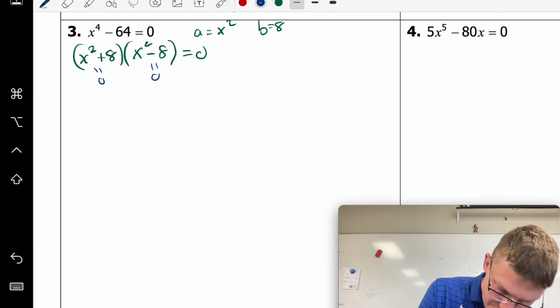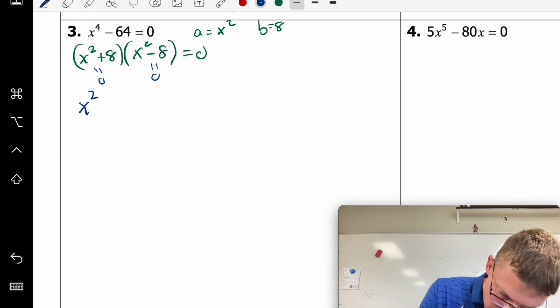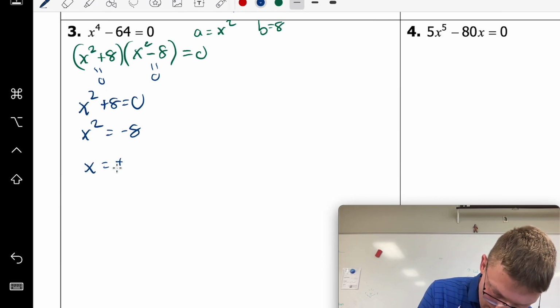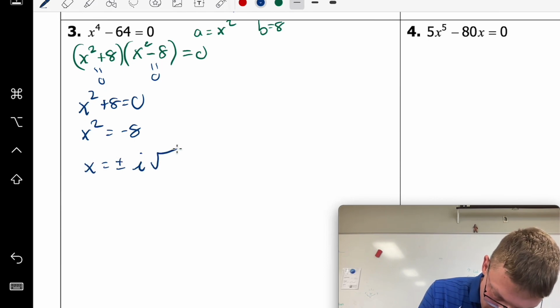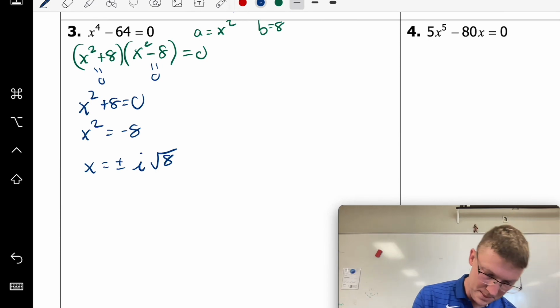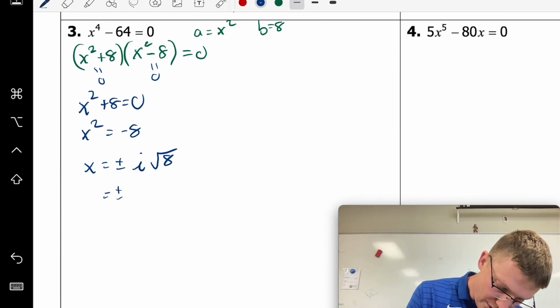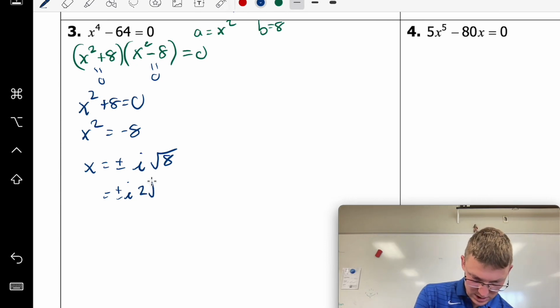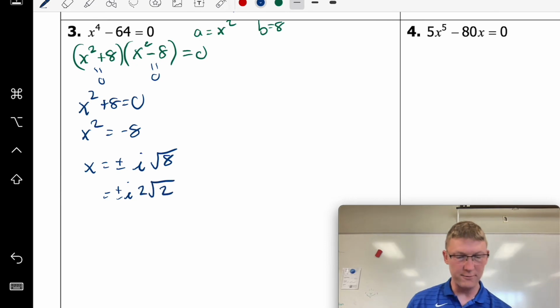Okay, so we're going to set the left side equal to 0, and the right side equal to 0. So our left side is going to be x squared plus 8 equals 0. Subtract 8 from both sides, x squared equals negative 8. Square root both sides, we're going to have plus or minus i square root of 8. We need to simplify that, by the way. Don't leave it like that. So then we're going to have plus or minus i. A 4 can come out of there, so that's going to be 2 square root of 2.